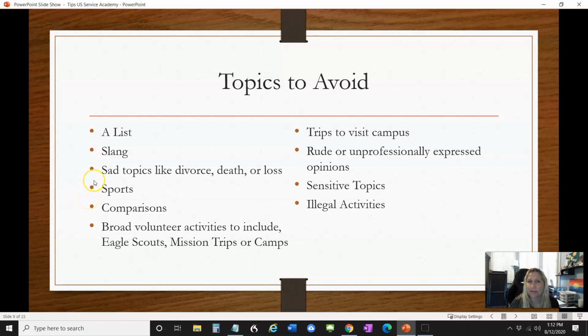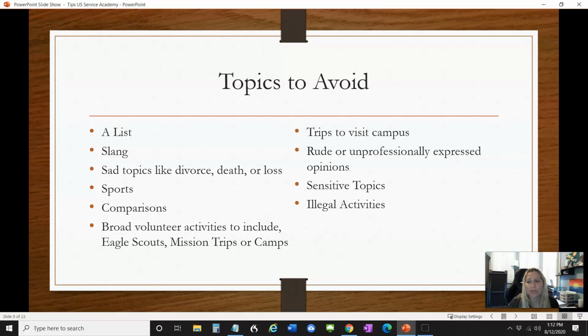Comparisons. Never compare yourself to somebody else, okay? Never compare yourself to something else. Comparisons make you either sound sad or sound like you're bragging. So just avoid comparisons of all kinds. Broad topics to include your Eagle Scout project, mission trip, or camps. I know it's a topic and everyone loves to talk about it, but everyone loves to talk about it. Again, you can use experiences from these events, but you do not want to generalize the experience and just say, I did this great Eagle Scout project, blah, blah, blah. You have to be more specific than that, and we'll talk about that in the things to talk about.